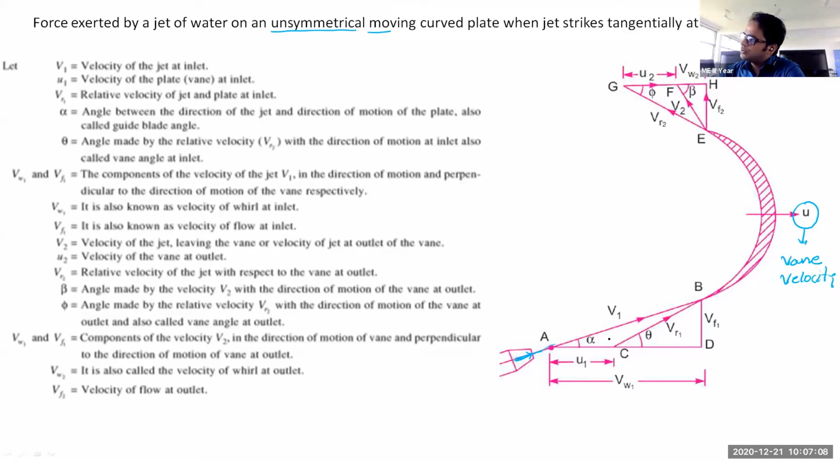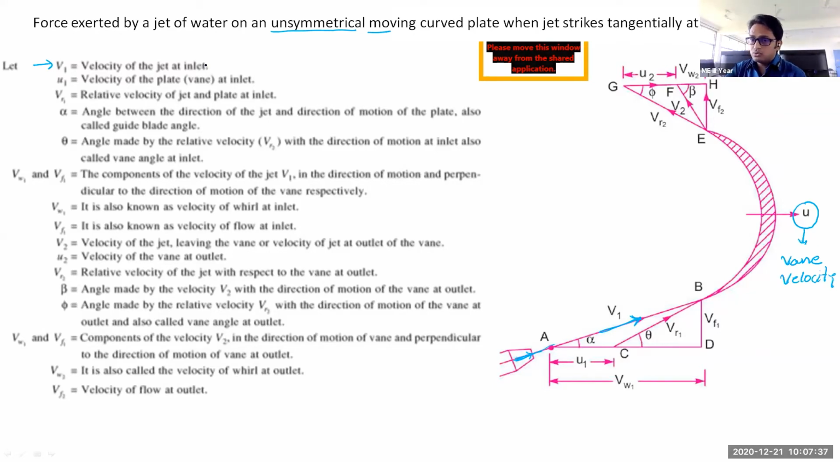So v1 is the velocity of the jet at inlet. Keep the terminologies in your mind because these are very important. This velocity diagram is very important from this topic. As you can see here, all the nomenclatures I have mentioned. v1 is the velocity of the jet at inlet.